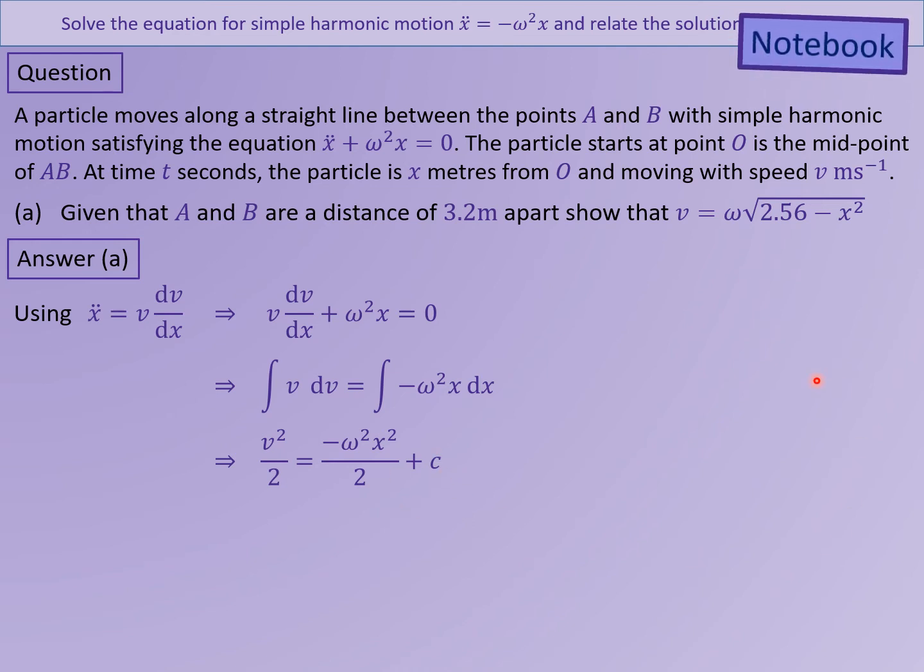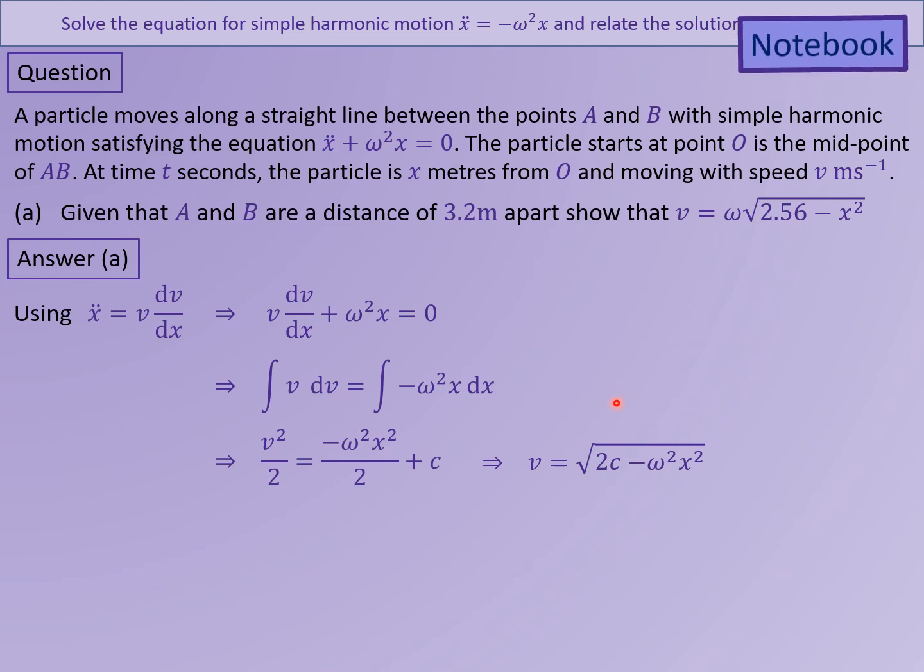Right, what can I do now? I can neaten it up slightly, can't I? I can times through by 2, and I could square root. So there we go, I've got a velocity equation just there. Different to that velocity equation, but at least it's getting there. There's some things that are similar.